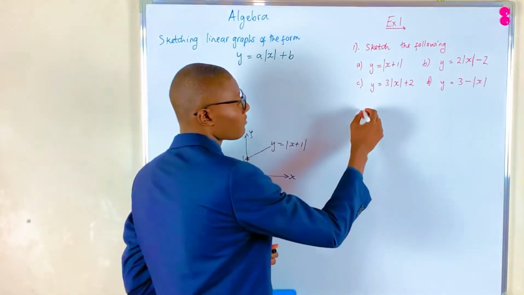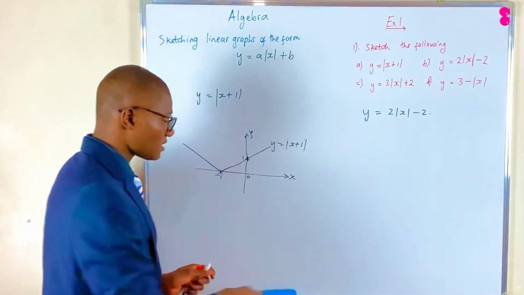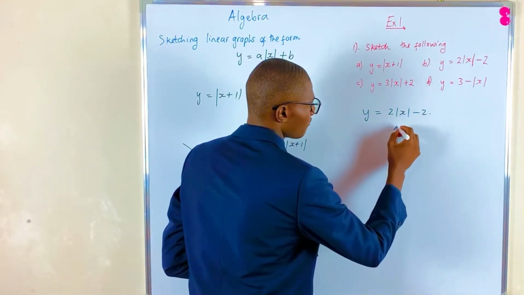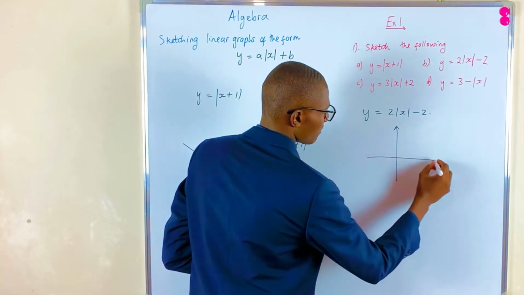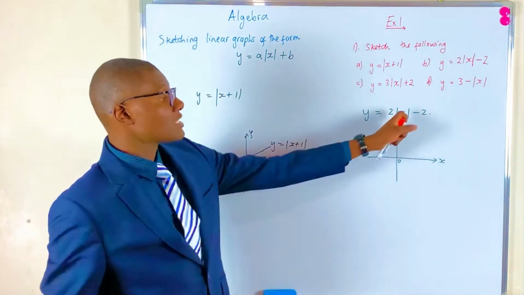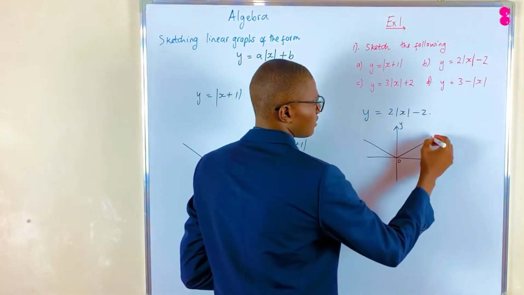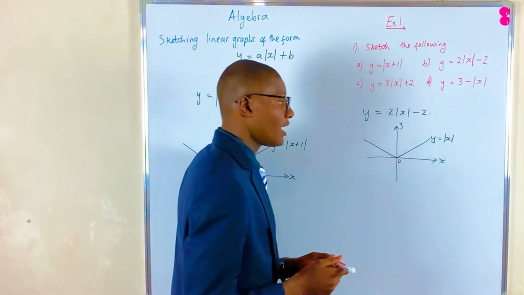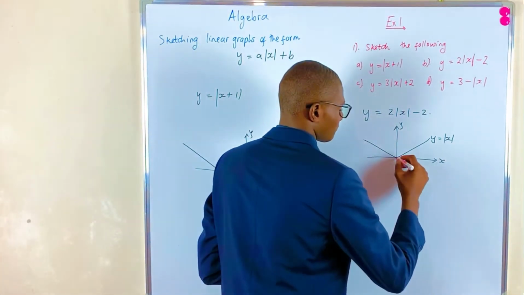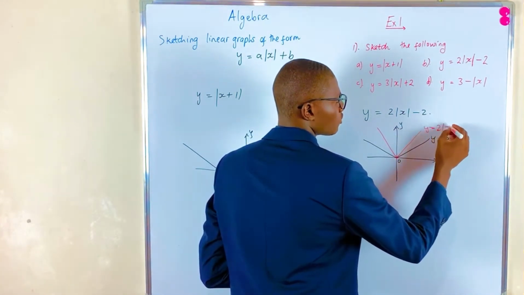Part B requires us to come up with a sketch for y is equal to 2 modulus of x minus 2. So doing this as steps, you first come up with the graph for y is equal to the modulus of x. This will be like this, then like that. So y is equal to the modulus of x. Then if we stretch it by a factor of 2, now it becomes this. So this now is y is equal to 2 modulus of x.